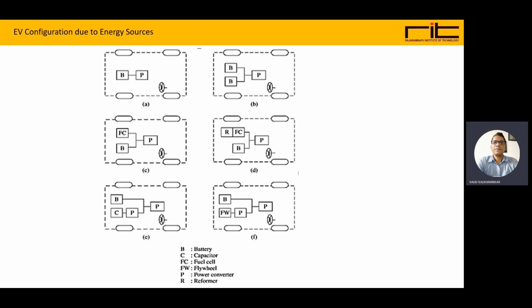The first point we'll discuss is the electric vehicle configuration due to energy sources. As we have seen, an electric vehicle can have various energy sources. It can have a battery, it can have a supercapacitor, it can have a fuel cell, it can have a flywheel. So these are the four energy sources which are used for electric vehicle applications.